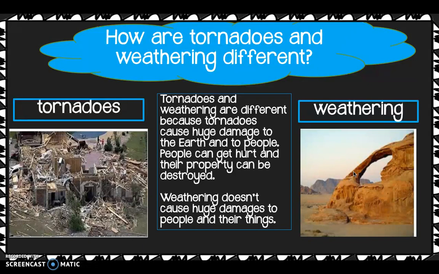Okay, let's check your work. Tornadoes, what did you and your partner say? Fast or slow change? I hope you said fast. That's correct. And weathering takes a long time to happen, especially to get this formation right here. So weathering is a slow change. That's another way that they're different. I hope you had fun learning about tornadoes and weathering and seeing how they're connected and how they're alike and different.